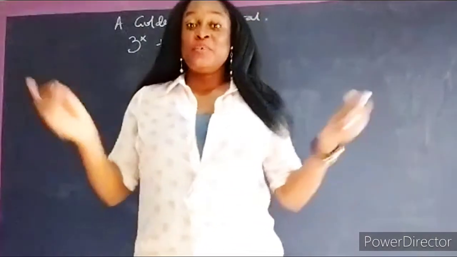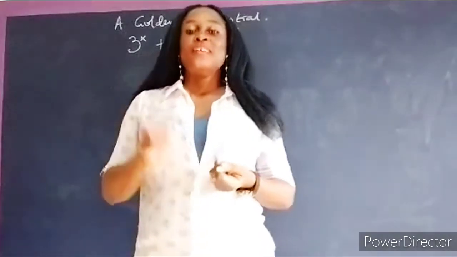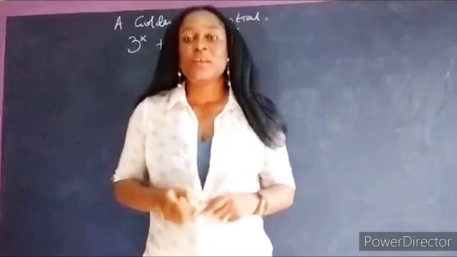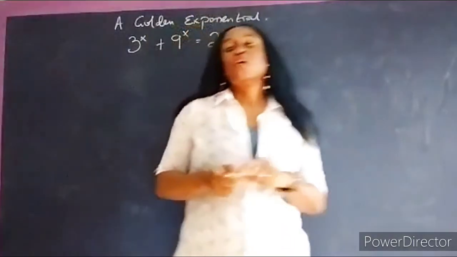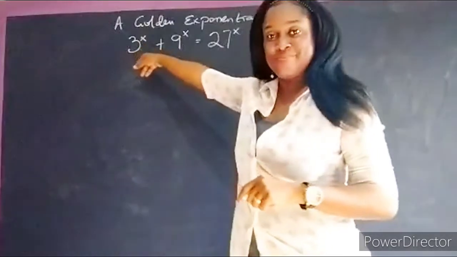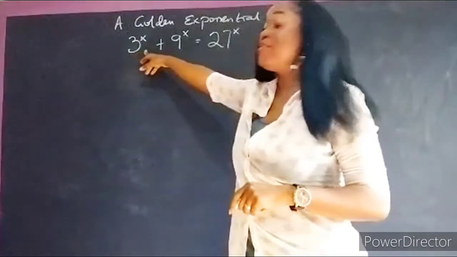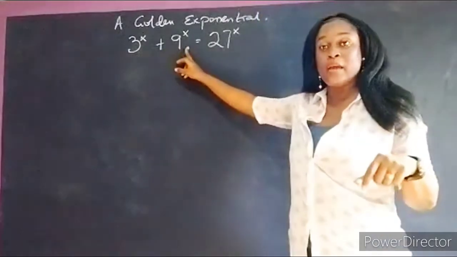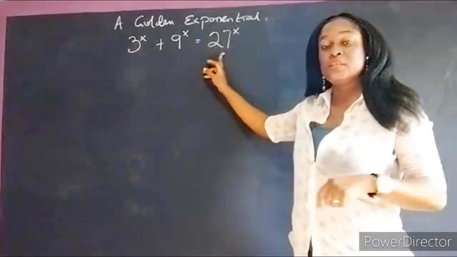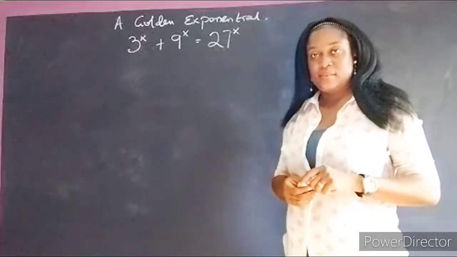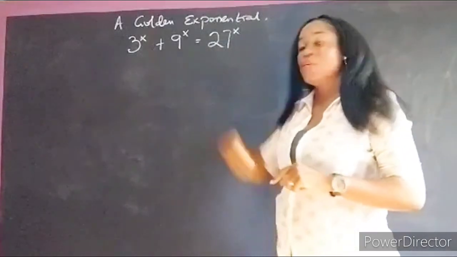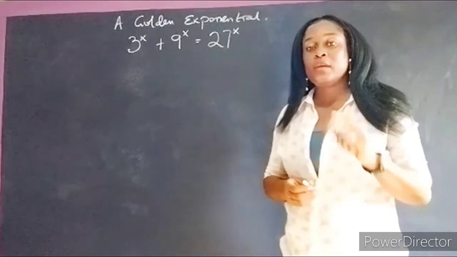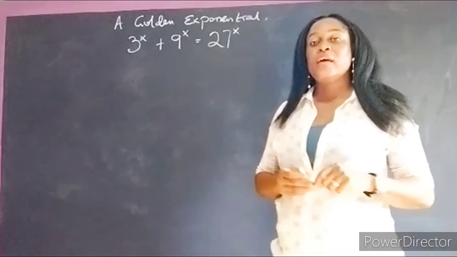As I was strolling down the streets of YouTube, I stumbled on a very interesting question, and I want to take that question up with each and every one of us. It's a golden exponential. So 3 raised to power x plus 9 raised to power x equal to 27 raised to power x. And the question is, what is the value of x? What is the value of x?